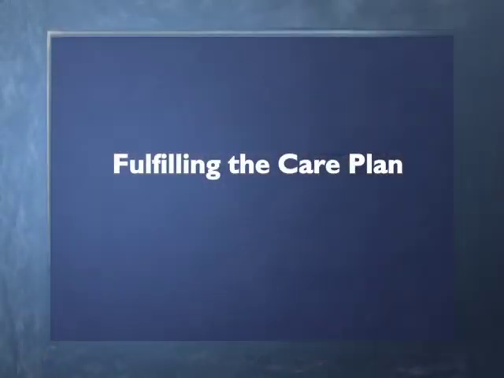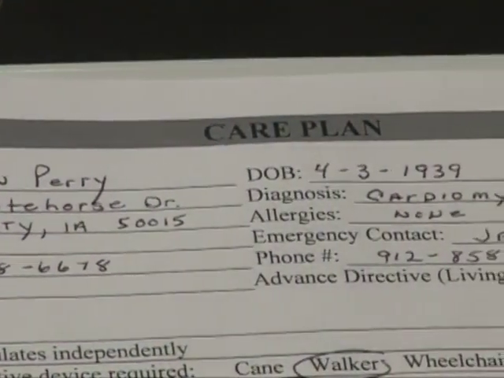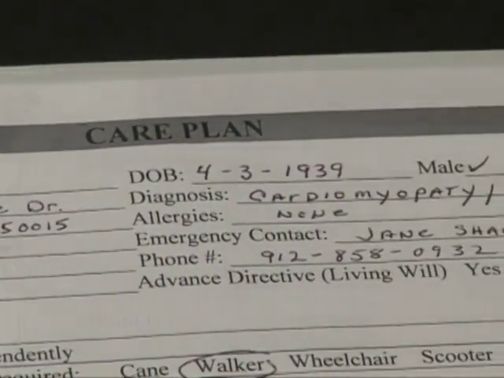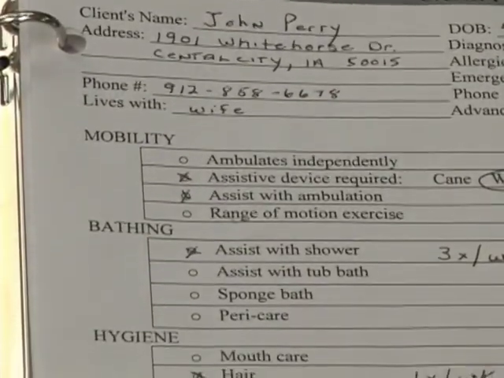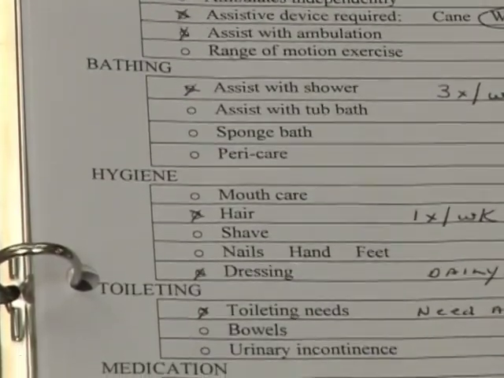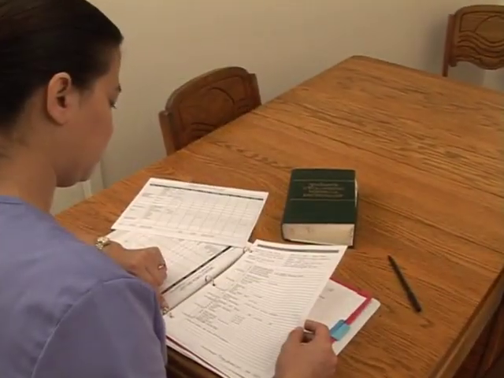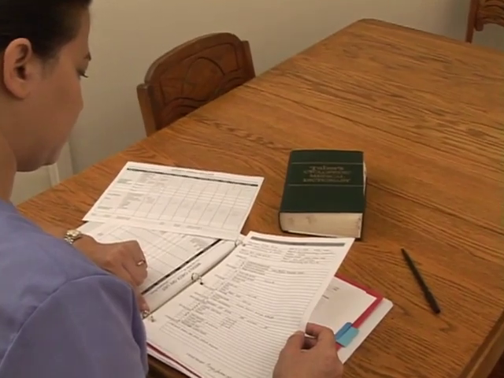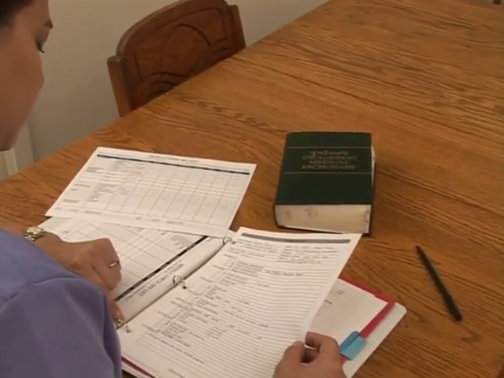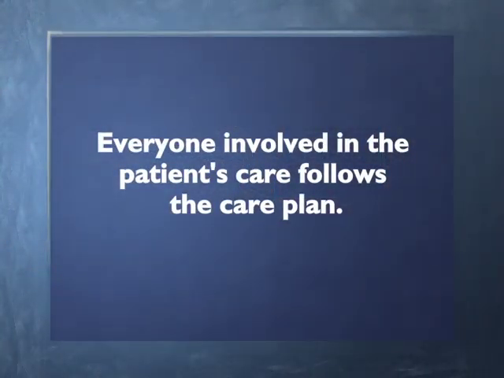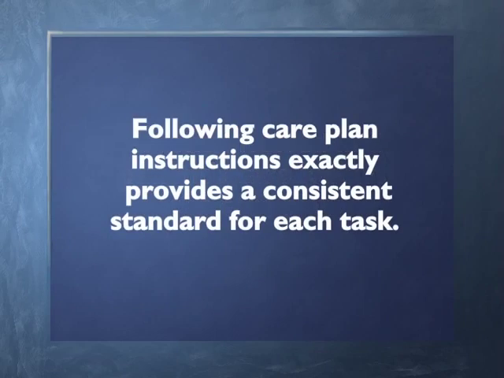Fulfilling the care plan. The care plan describes the person's health issues and physical limitations. The care plan describes short and long-term goals for each problem area and describes methods that each member of the care team must use to meet those goals. Everyone involved in the patient's care follows the care plan. Following care plan instructions exactly provides a consistent standard for each task.